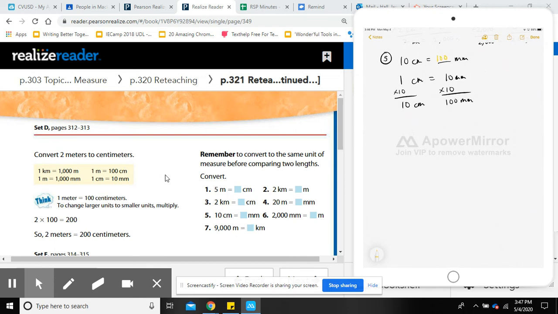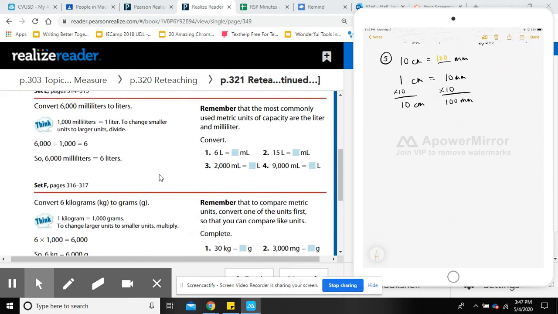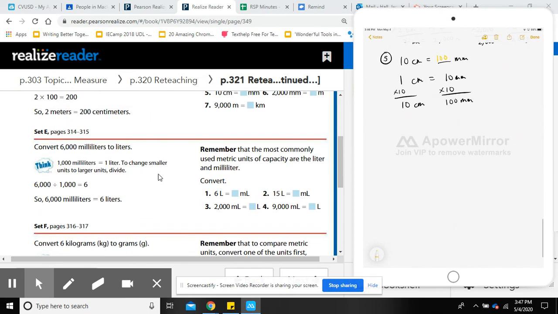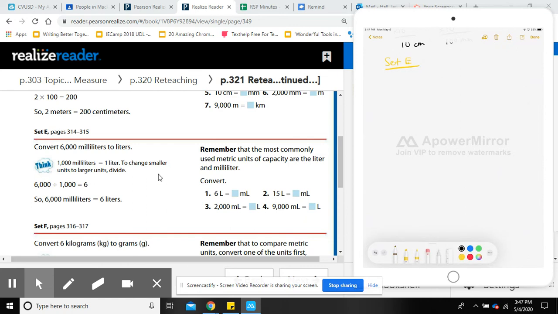All right. And our next set is set E. Set E is going over 13-5, converting metric units of capacity. So it's working with capacity, but again with metric units, which is the thing that they use in other countries, but that we do have to get used to. We actually do use a lot of liters here, but not so many milliliters, at least in everyday life. But we do use liters in our water bottles and stuff like that.